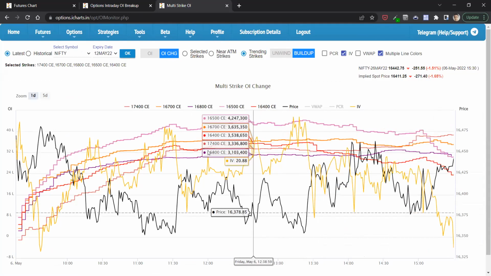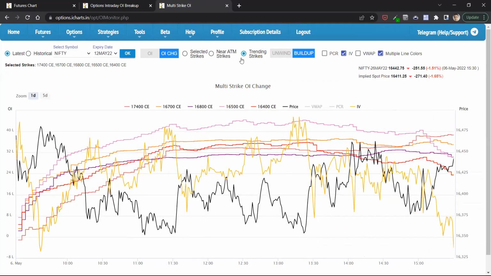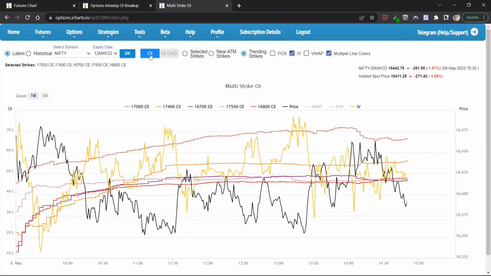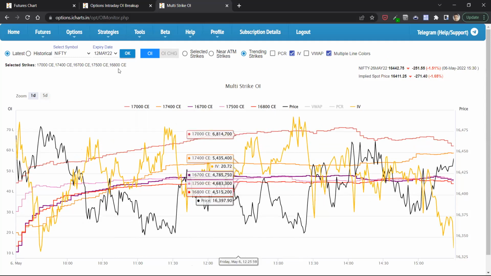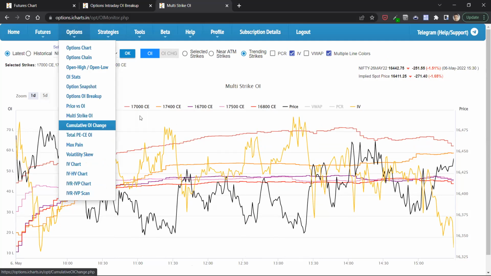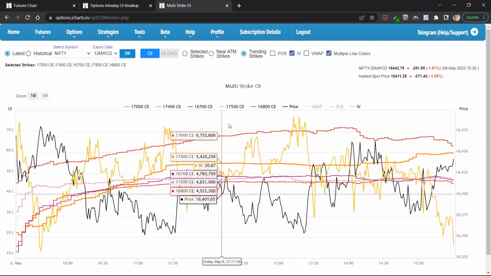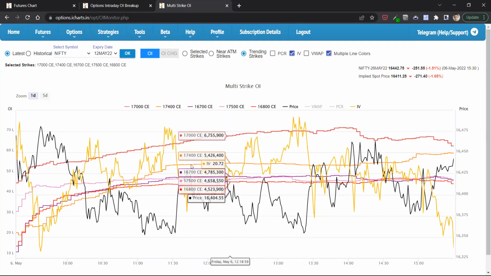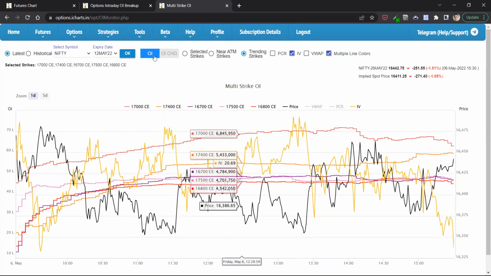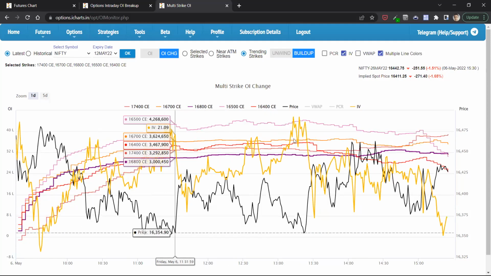What I do is, this basically gives you whatever strikes you have selected based on trending or near ATM or selected. And here you can select either OI or OI change, whichever you want to monitor. Here, whatever strikes are selected, individual lines are plotted, whereas in cumulative OI change, it was the total of the strikes. All call strikes were added up, and all put strikes' OI change were added up. But over here, you get individual OI or individual OI change lines.